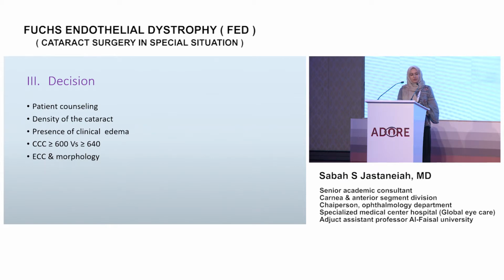It says that if the corneal thickness is 600 or more, then there is a 10% chance that the patient would go for endothelial keratoplasty. But if it's 640 or more, there is a 90% chance that he would go for it.